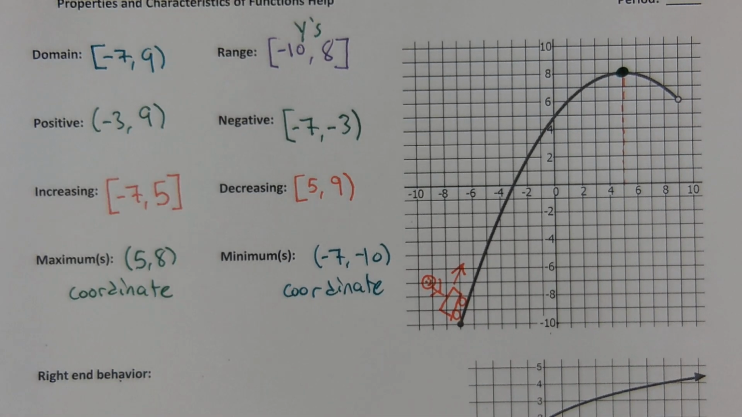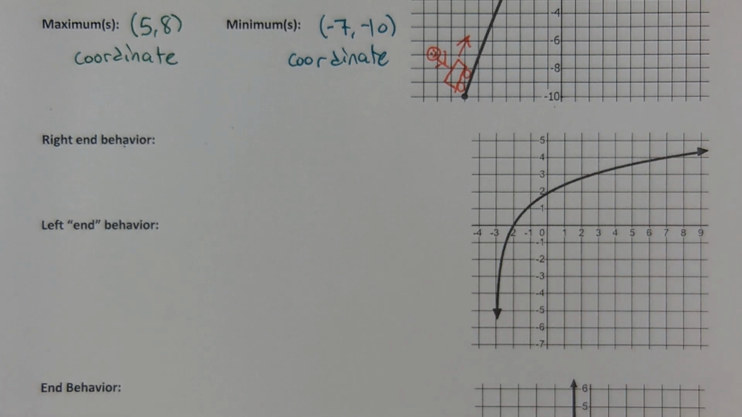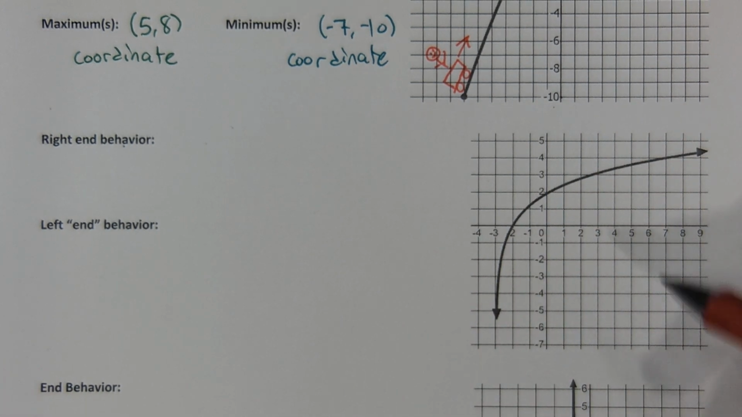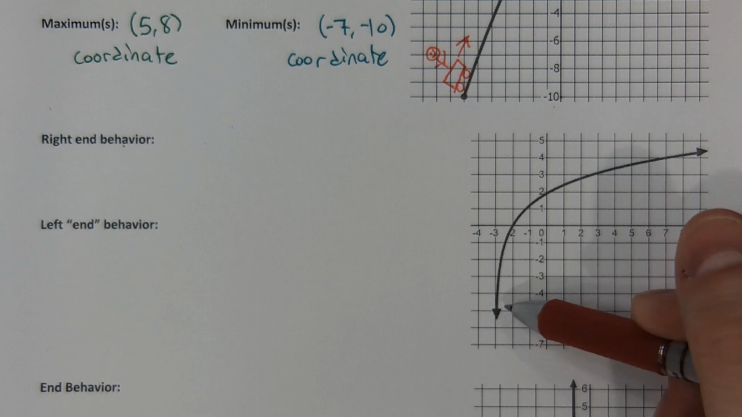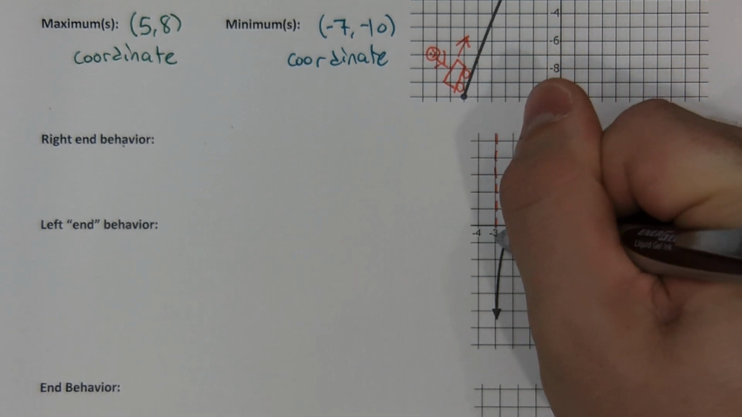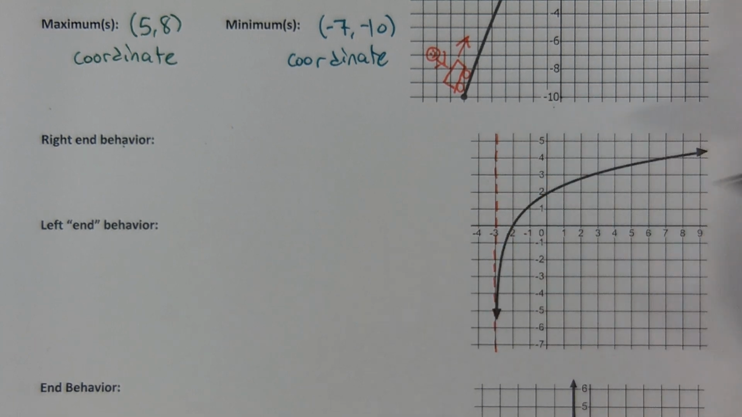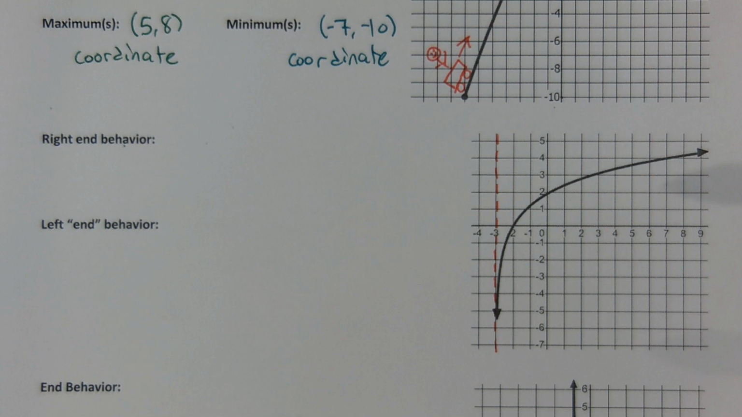Let's move on to this simple graph right here. I would like you to see that right here, this graph is getting remarkably vertical. And that's not an accident. It actually will approach this vertical line right here, but will never reach it. This vertical line happens to be a vertical asymptote.